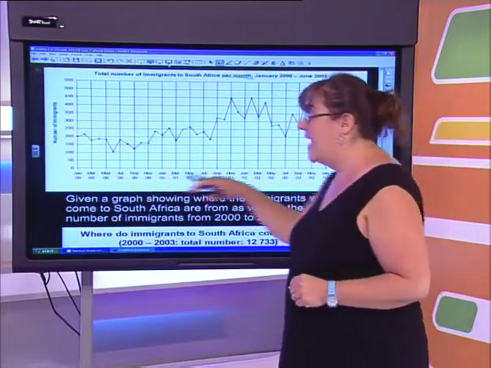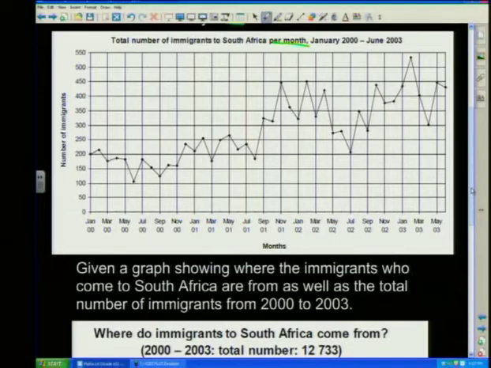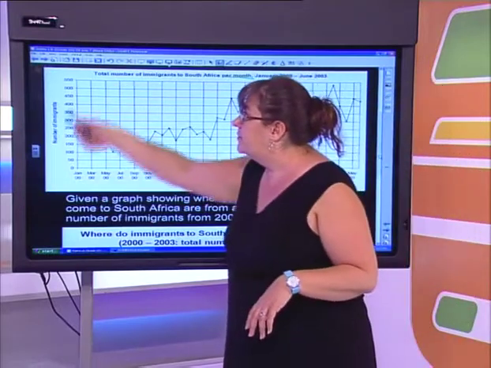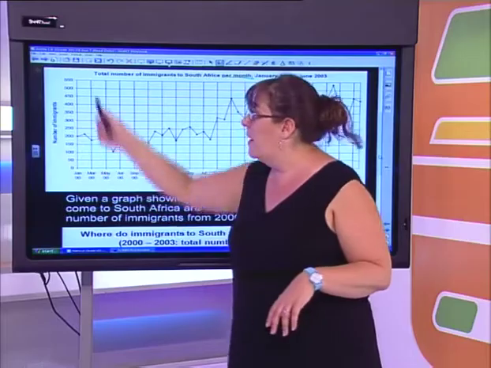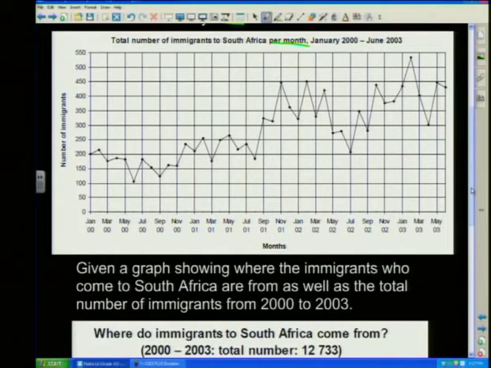We can see on my x-axis, my independent axis, I've got the months of the year. So starting in January 2000, then I've got March 2000, May 2000, etc., all the way up to May 2003. And on my other axis, my y-axis, which is my dependent variable, is the number of immigrants. And we go up in values of 50. So I'm going from 50, 100, etc., okay?